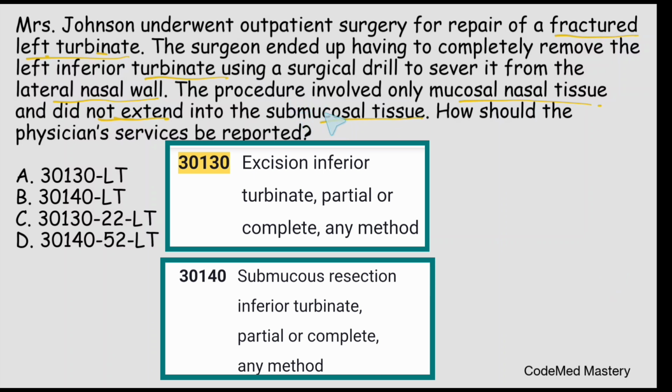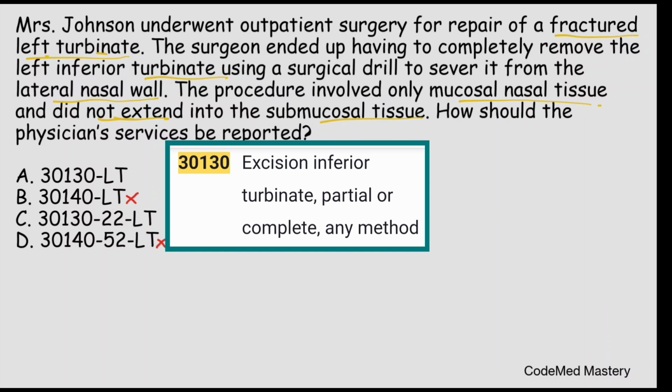In the question, they have mentioned the procedure involved only mucosal nasal tissue and did not extend into the submucosal tissue. But the code 30140 is for submucous resection. So we should not code 30140. We'll eliminate option B and option D, which has the code 30140. Now we are left with option A and option C. The code 30130 is correct.